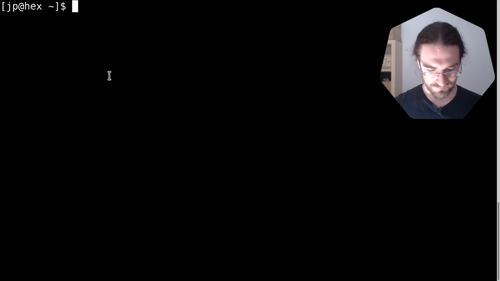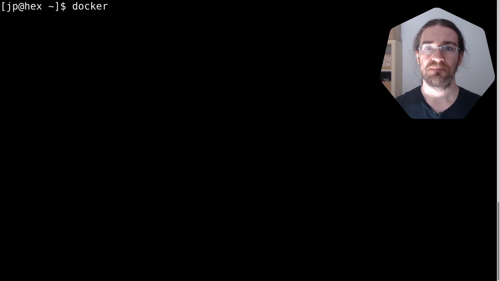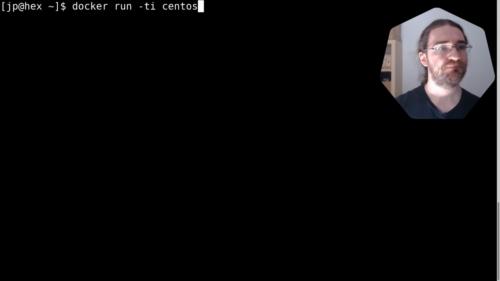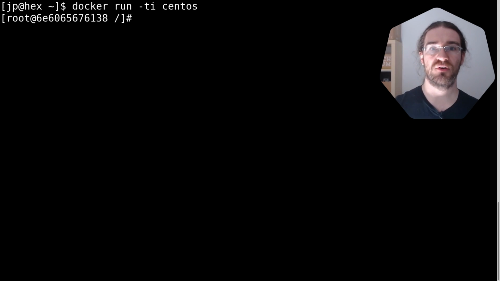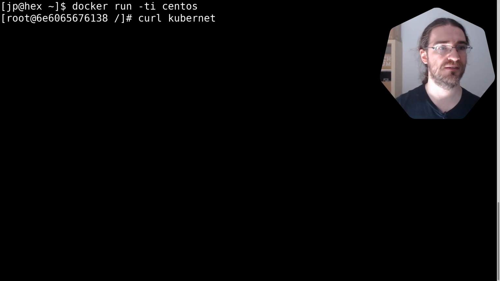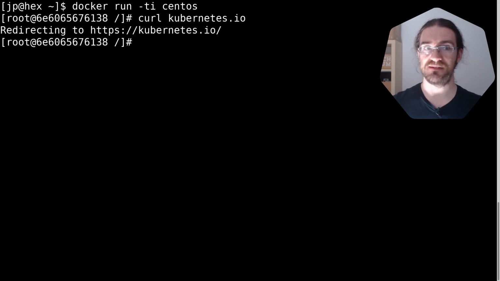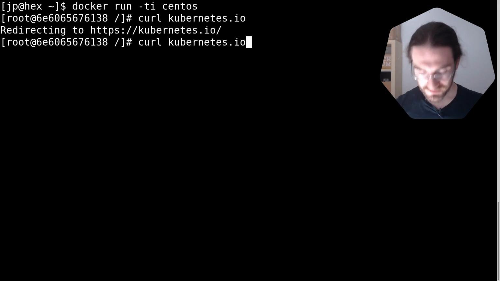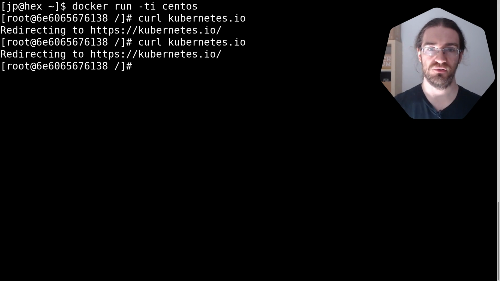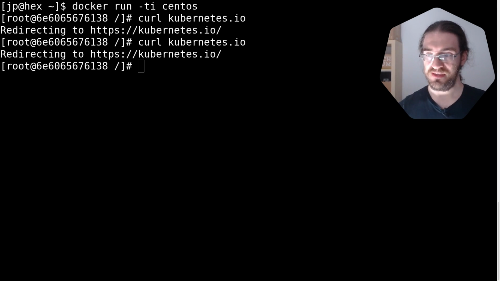Let's start with a perfectly innocent CentOS container. And then let's try to curl our favorite website, Kubernetes.io. And it's going to tell us to use TLS, encrypt like everyone's watching. That's a great idea. So network is working as it should. So everything is fine until basically it isn't.